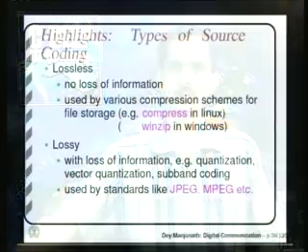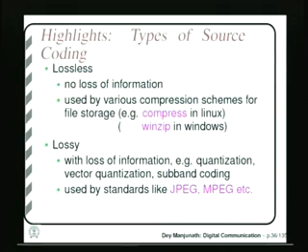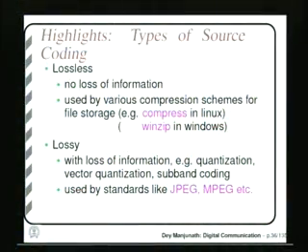We have seen that there are two types of source coding. One is lossless, where there is no loss of information due to compression, and the other is lossy compression, where there is some loss of information due to compression. The typical examples of lossless source coding are all the file compression techniques we use in computers, like in Linux we have the command compress, and in Windows we use WinZip. These are all lossless compression techniques, obviously, because we can get the file back from the compressed file.